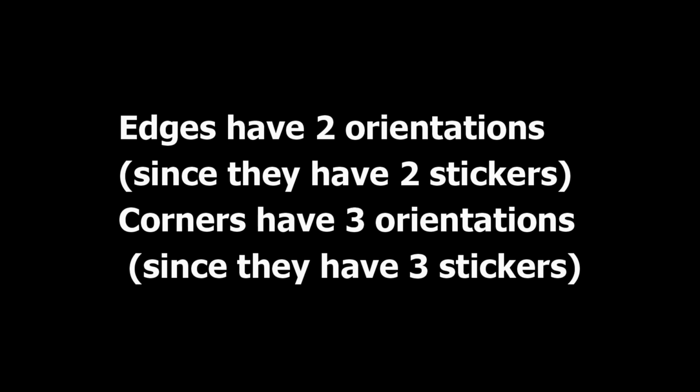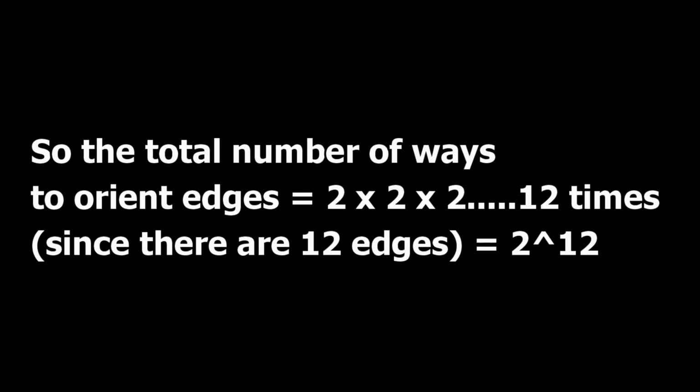So if we look at the edges, edge 1, we have 2 ways to twist. Edge 2, we have 2 ways to twist. And we go on. So the total number of ways the edges can all be twisted is 2 times 2 times 2, all the way 12 times, because we have 12 edges. So that can simply be referred to as 2 power 12.